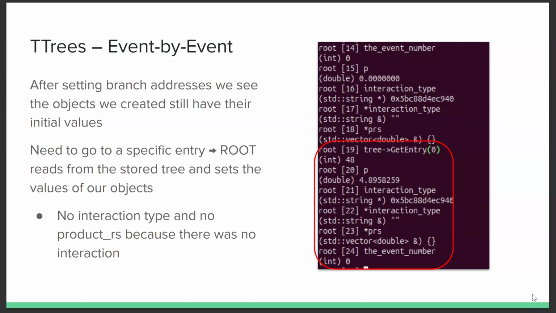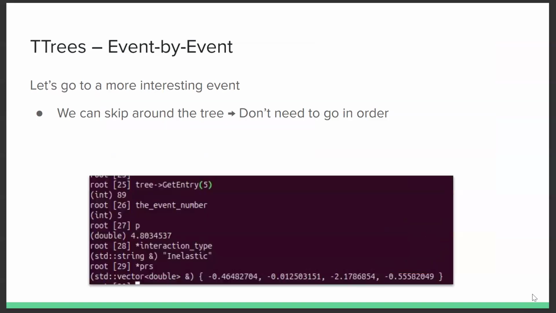So we can look at that here. The momentum looks around 5. That's because it's a Gaussian, around 5. You can see the interaction type. Again, this is a string, so we have to dereference it, and then you can see it there. Same thing with the double vector there. Yeah, so it's pretty self-explanatory.